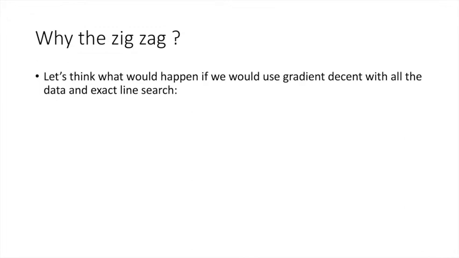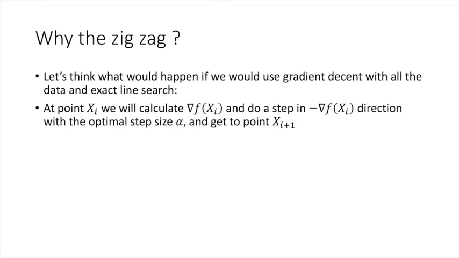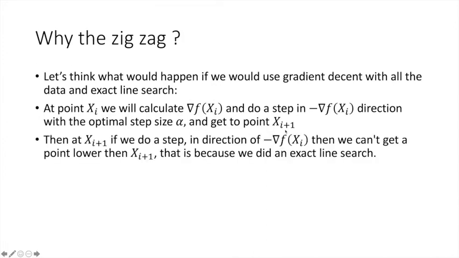Let's think about what would happen if we used gradient descent with the entire dataset and used exact line search to find the step size at each iteration. At point xi, we will calculate the gradient and do a step in the minus gradient direction with the optimal step size alpha that we got using line search. We get to point xi plus 1.